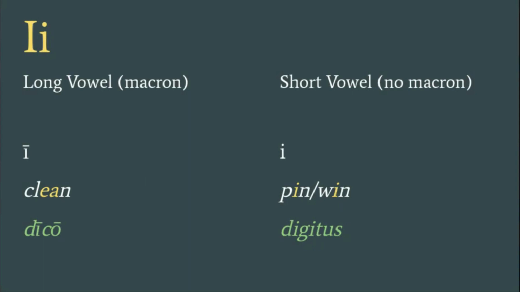Next, we have the vowel I. So the long I makes a sound like the EA in clean. It's an E sound. So down below you have dico, right? The long I is an E sound. The short I is like the I in pin or win, right? So you have digitus down below. So it's the difference between dico and digitus. They're making different sounds.